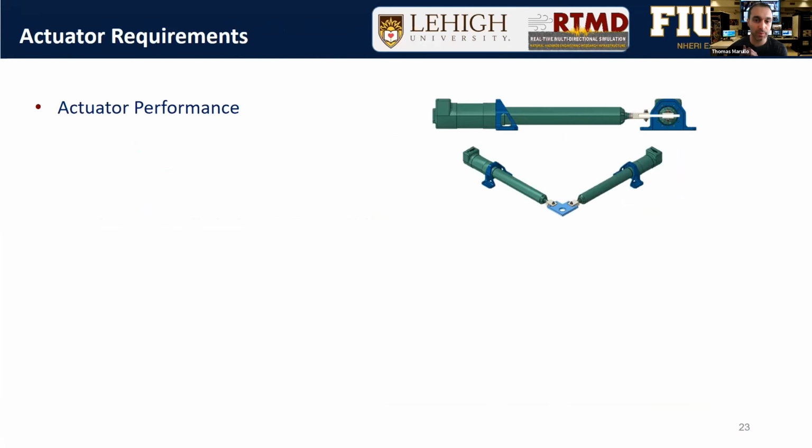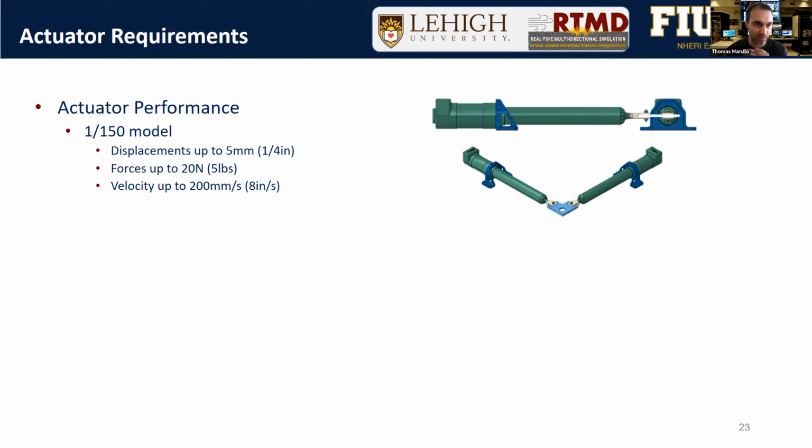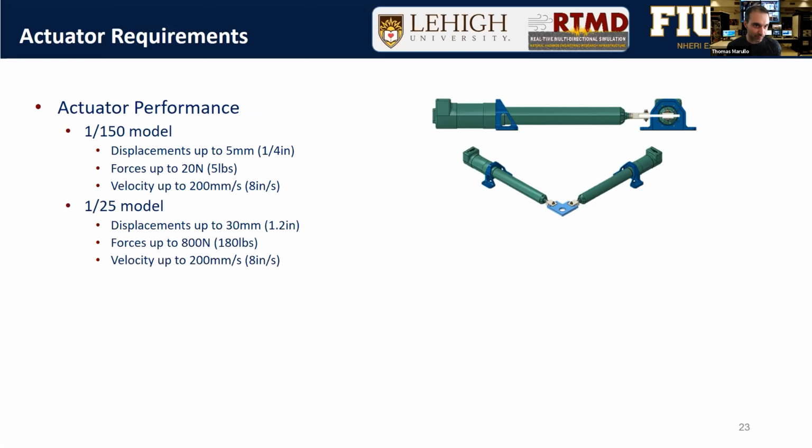So next, what are we going to do? What are our actuator performance requirements going to be? We did a lot of finite element modeling, and we find that the 1 to 150 model is going to have requirements of about a quarter inch, 5 pounds, and 8 inches per second. But the 1 to 25 model is going to have higher requirements, a little over an inch of displacement and maybe around 200 pounds, at the same velocity. Obviously the velocity doesn't change with time scaling or model scaling.